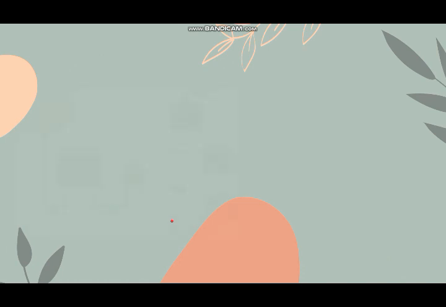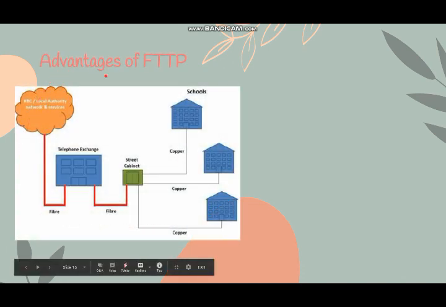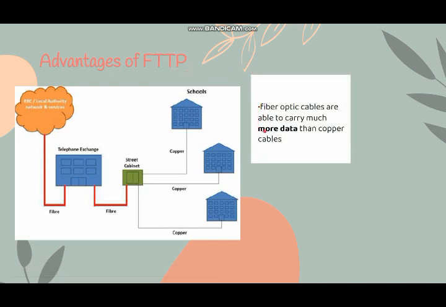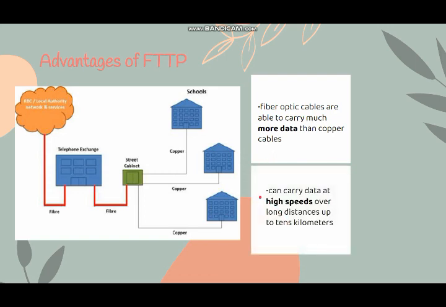Okay, let's now talk about the advantages of using FTTP. So, in FTTP, fiber optic cables are able to carry much more data than copper cables, and it can also carry data at high speed over long distance up to 10 kilometers.